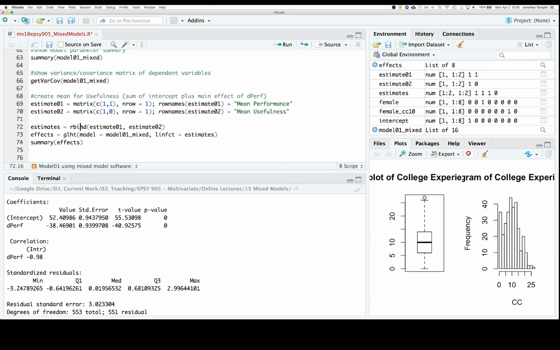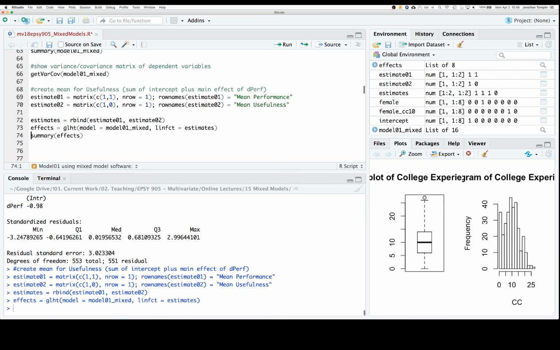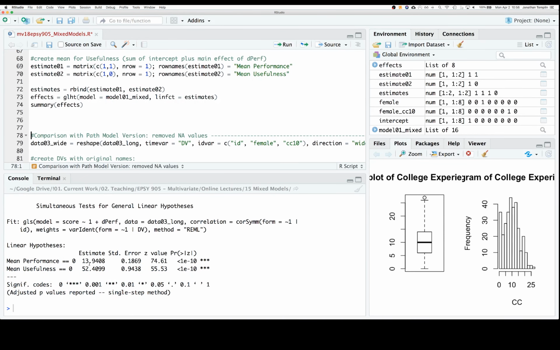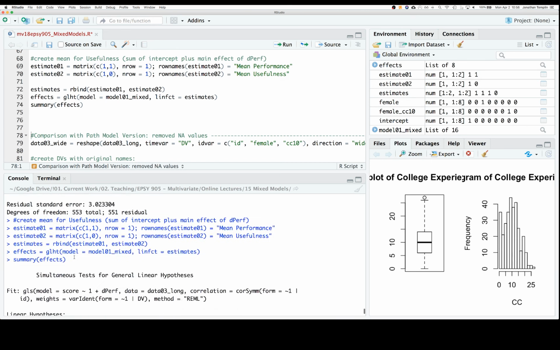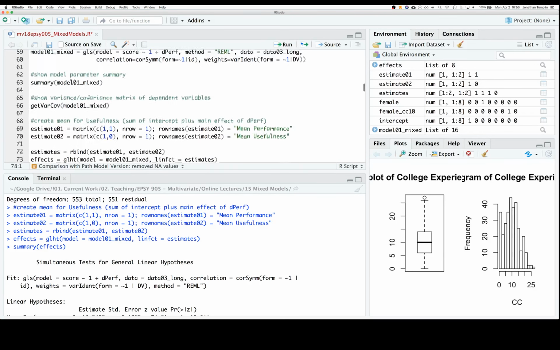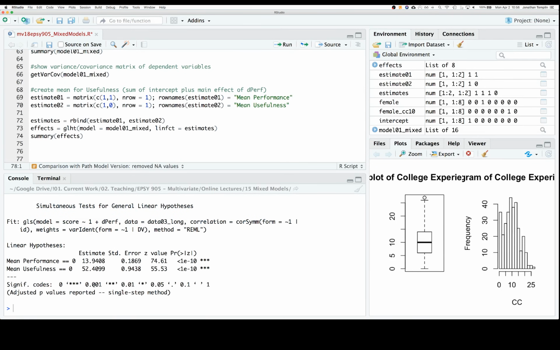So when we do that, we can build them together, we can submit them to GLHT, and the summary here will tell us the mean performance is 13.94. That was the sum of those two effects, 52.40986 plus negative 38.46901. The mean for usefulness then was just given by the intercept, which is this value right here.